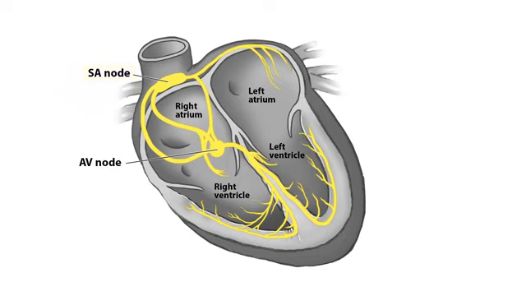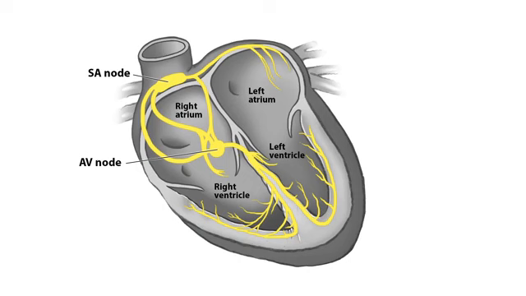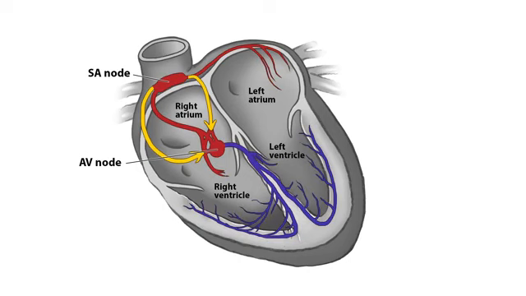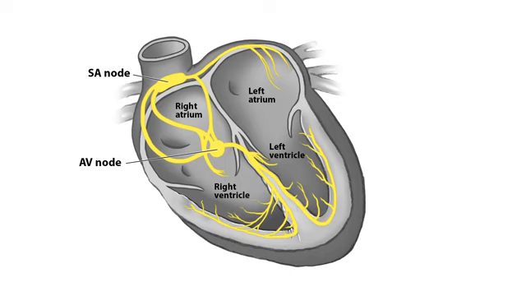And before we get too far down the rabbit hole, what is an action potential? Well, an action potential is a short-lasting event where the electrical membrane potential of a cell rapidly rises and then falls. This electrical signal then propagates down the conduction pathway in the atria until it reaches the AV node. From there, the signal is propagated to the distal end of the ventricles, and then the rest of the ventricular tissue is signaled.